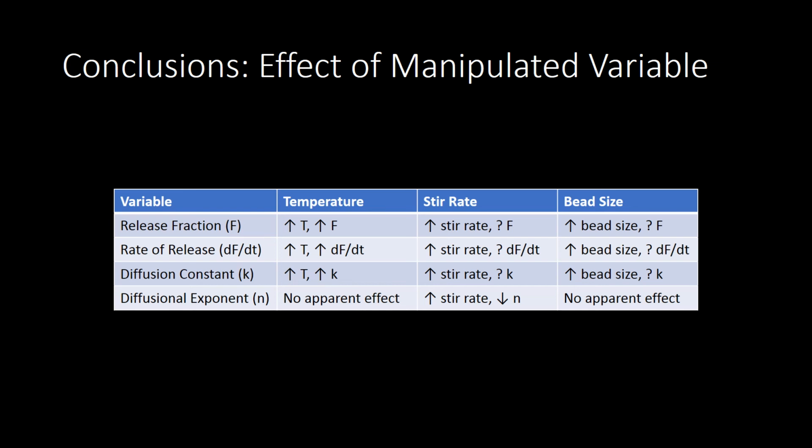Similarly, for bead size, while a 16-gauge needle had a greater release than a 22-gauge needle, the 19-gauge needle had a lesser release than the other two groups. The results are therefore inconclusive, and the experiment should be repeated.